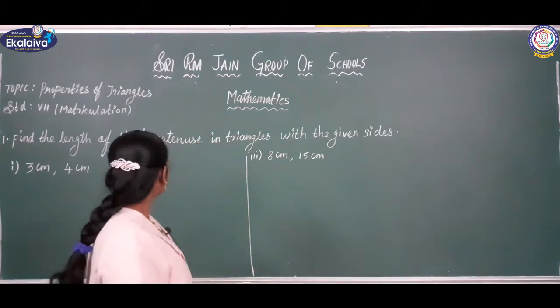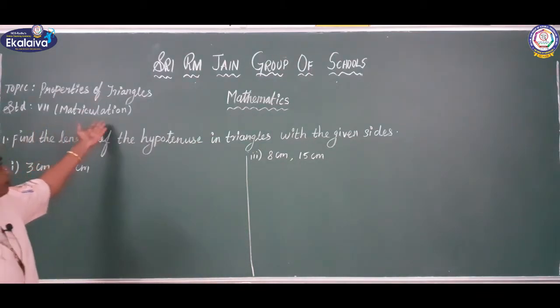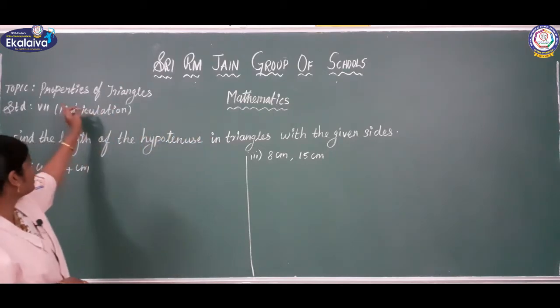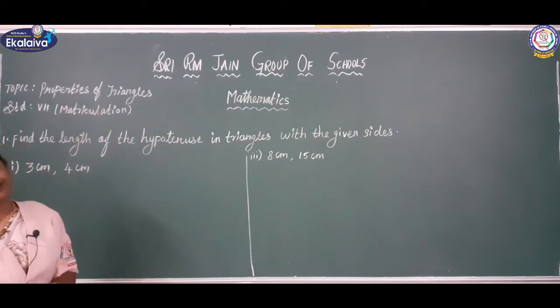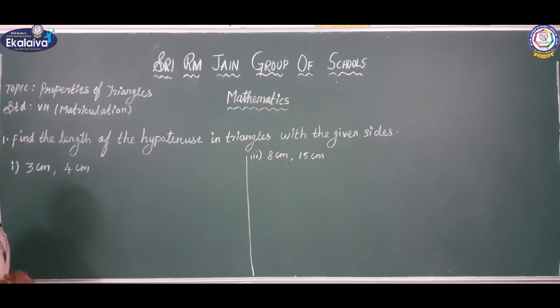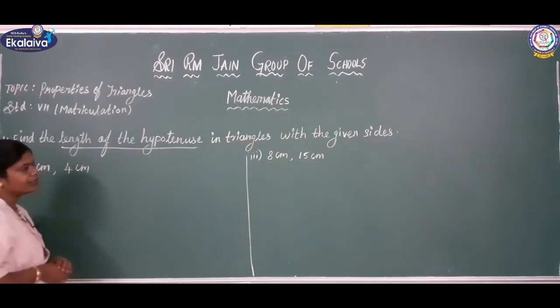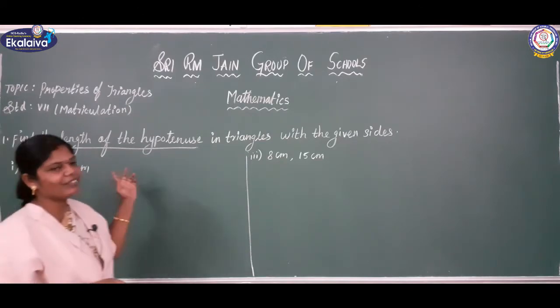Today we are going to see 7th standard matriculation maths. The topic is properties of triangles. Okay. See the first question. Find the length of the hypotenuse in triangles with the given sides.